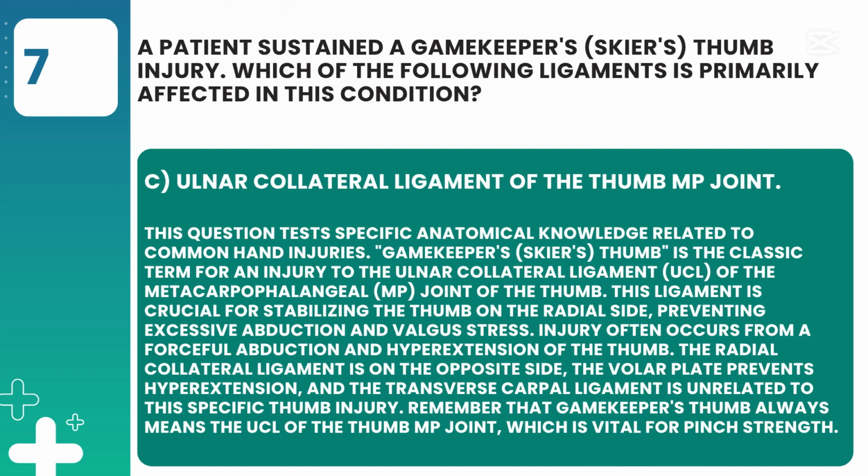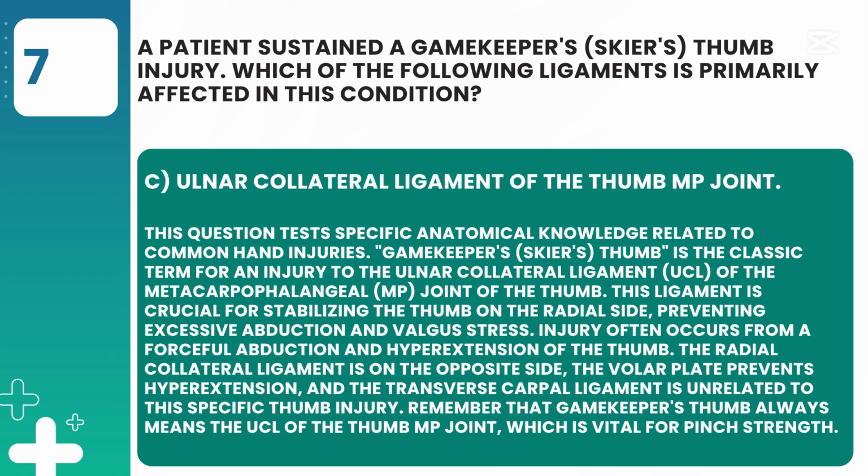Answer: C. Ulnar collateral ligament of the thumb MP joint. This question tests specific anatomical knowledge related to common hand injuries. Gamekeeper's or skier's thumb is the classic term for an injury to the ulnar collateral ligament, UCL, of the metacarpophalangeal, MP, joint of the thumb. This ligament is crucial for stabilizing the thumb on the radial side, preventing excessive abduction and valgus stress. Injury often occurs from a forceful abduction and hyperextension of the thumb.